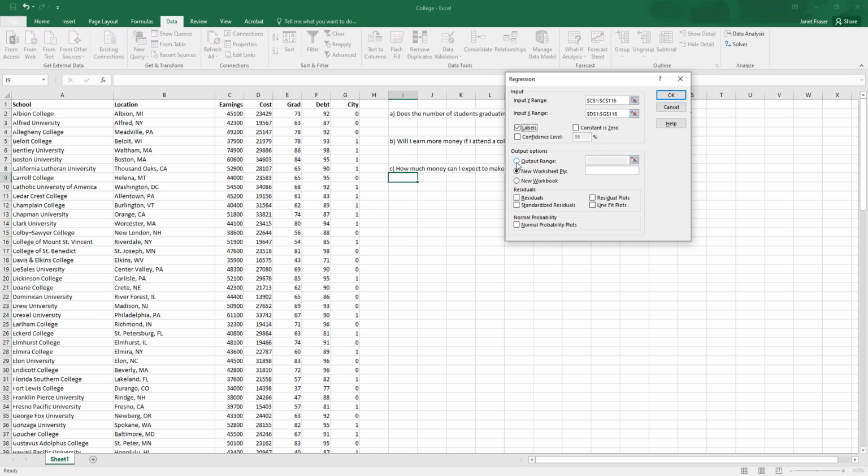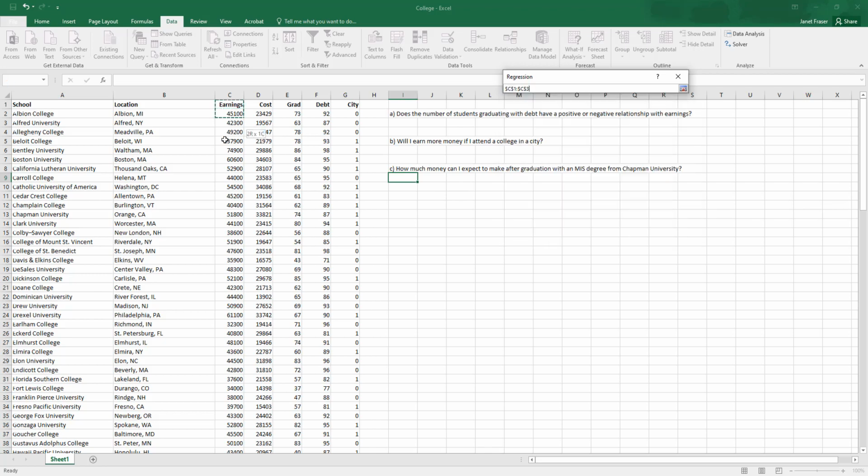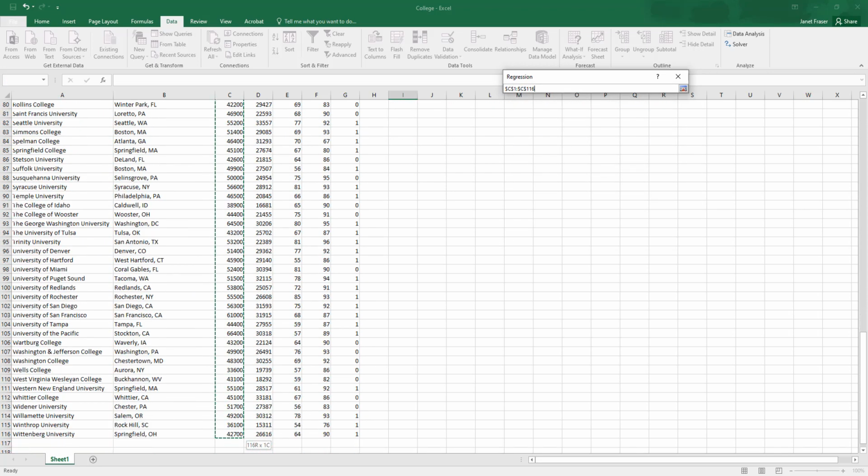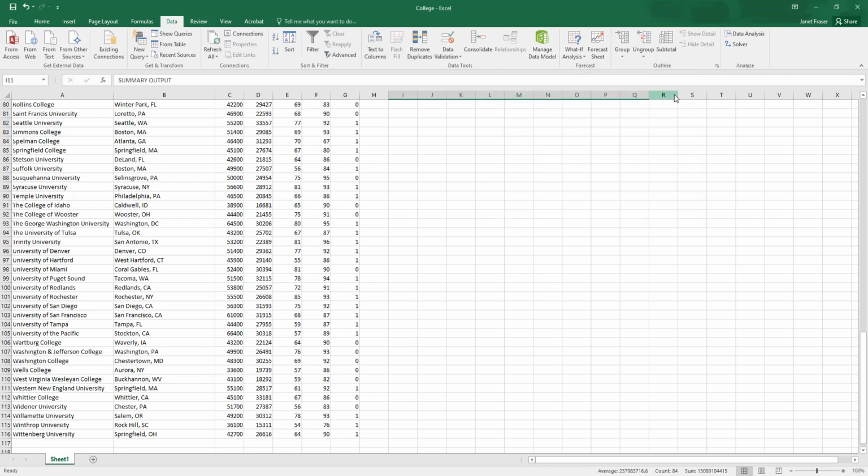And then I want to see the output on this page, so I'm going to click Output Range here. And we'll have the output start in cell I12, or we'll do I11. Looks like I accidentally messed with my input Y range. That's not a problem. I can just go back and select it again. So now my input Y range is correct. My input X range is all my independent variables. They're all selected. I've got my labels. I have my output range. Let's run this thing.